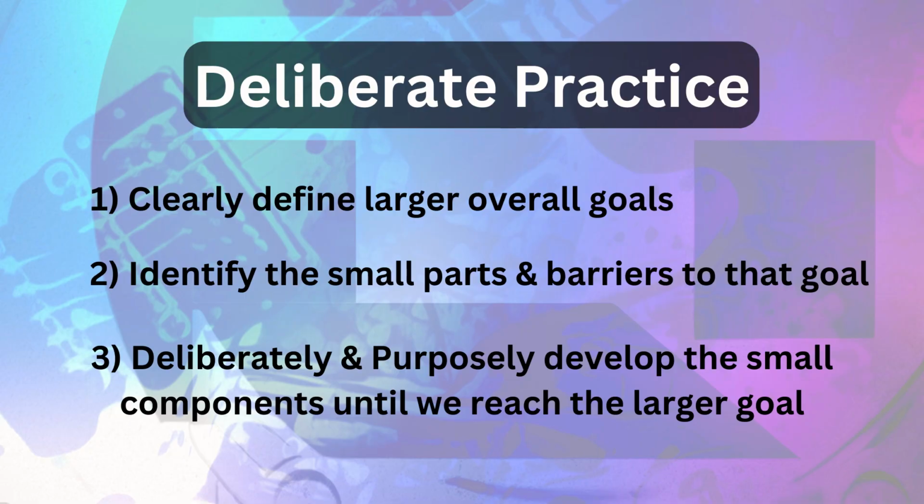Now, the concept of deliberate practice was first brought to the public attention back in 1993 when it was initially published in an academic article led by cognitive psychologist Anders Ericsson. Now, if we're going to leave the academic terminology aside, I think a good layman description of the concept would be, firstly, we need to define and get clear on what our larger overall goals are that we're trying to achieve. Secondly, we need to identify the smaller parts that need developing and the barriers that we need to work on. And then thirdly, we need to deliberately practice and develop these smaller components until the larger goal is achieved.